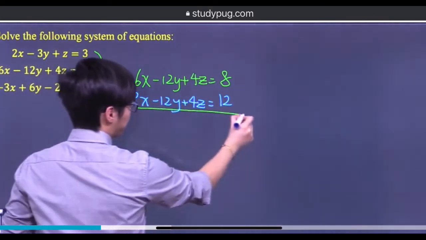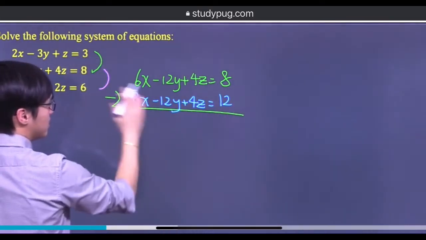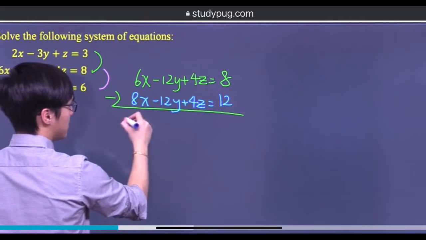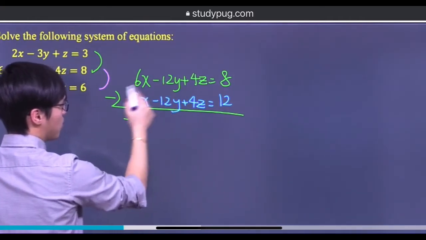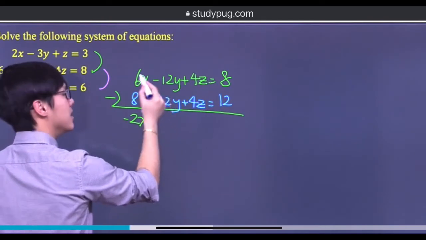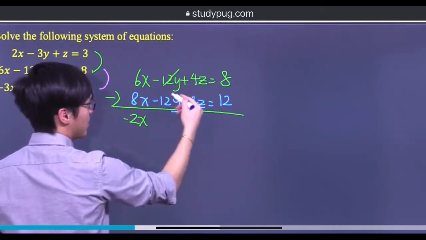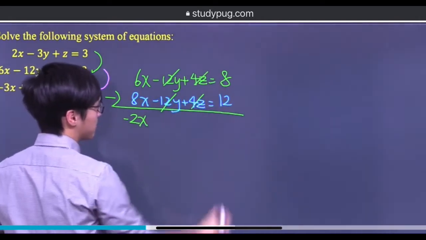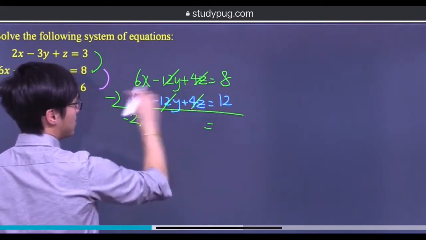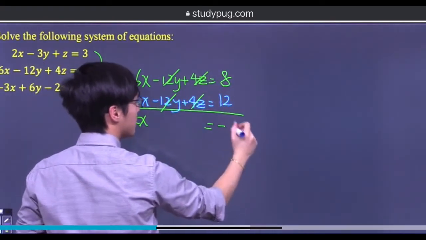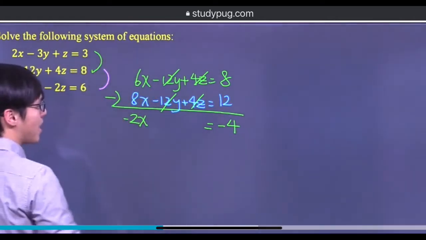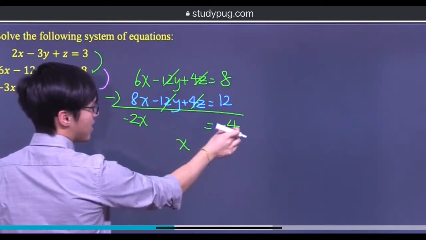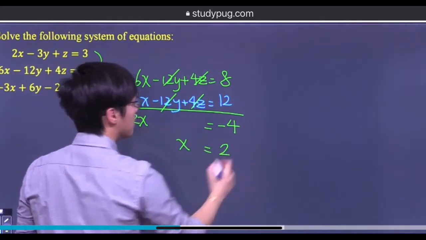Now over here, if we were to subtract the two equations, let's see what's going to happen. 6x minus 8x gives us negative 2x. Negative 12y minus negative 12y, we get negative 12y plus 12y, and they cancel out, right? And similarly over here, 4z minus 4z will cancel each other. Next, we have 8 minus 12 is negative 4. All right. Now, to solve for x, we have to divide both sides by negative 2.